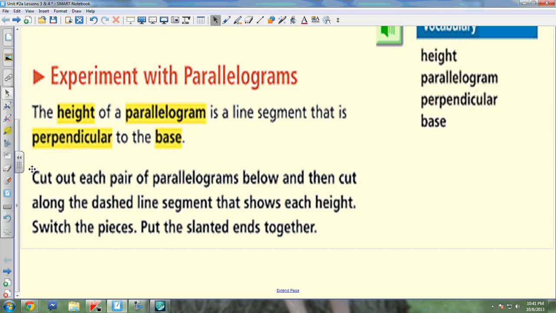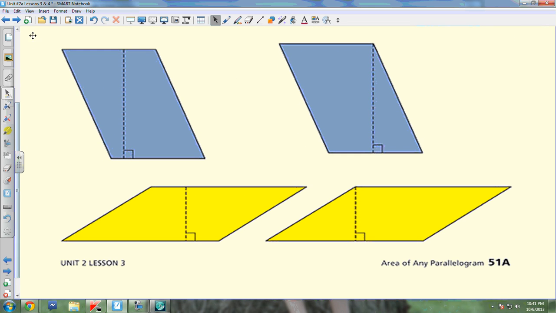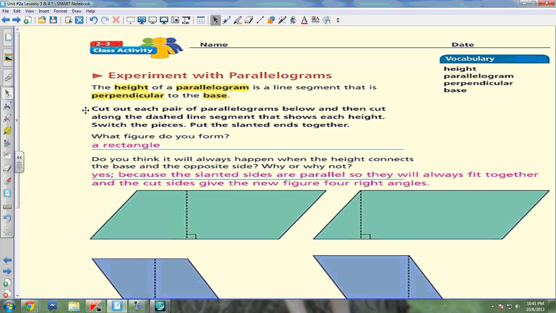and it kind of shows you the height of a parallelogram is a line segment that's perpendicular to the base. So down below here, you have these shapes to cut out, and then it wants you to place them together, and I'm just going to show you this real quick here. It says, what figure did you form? When you place them together, you form a rectangle, and it says, do you think it will always happen when the height connects to base and the opposite side?